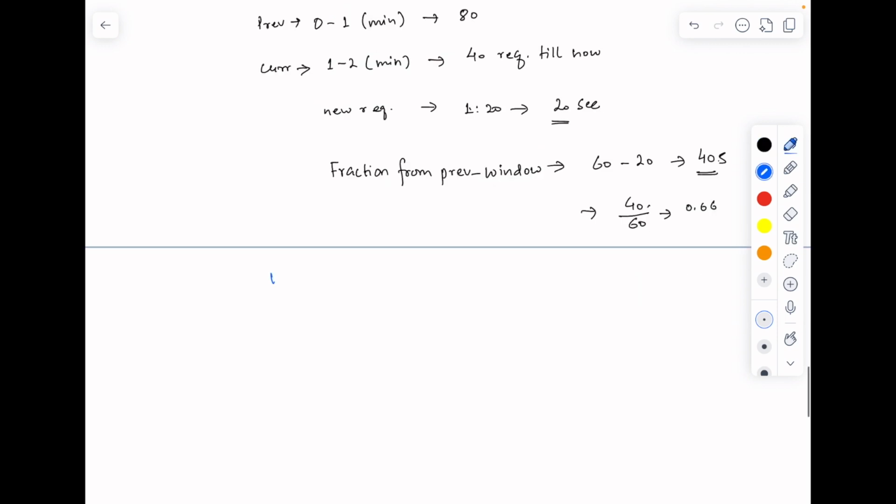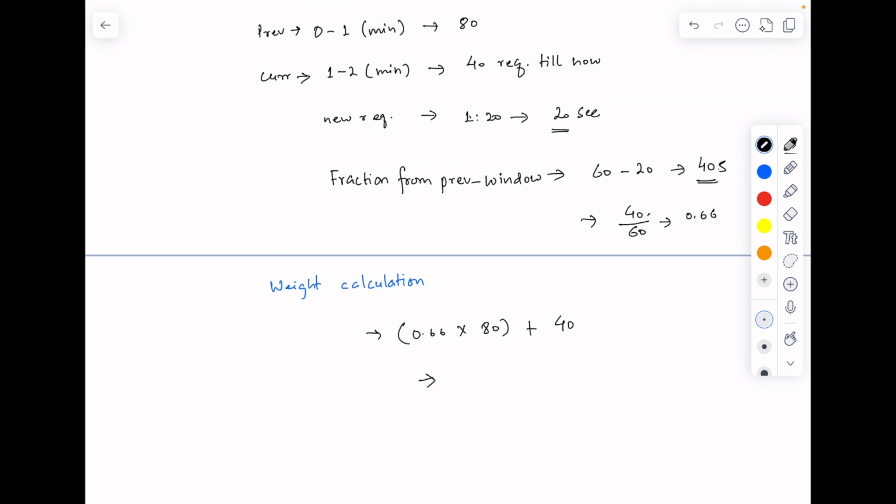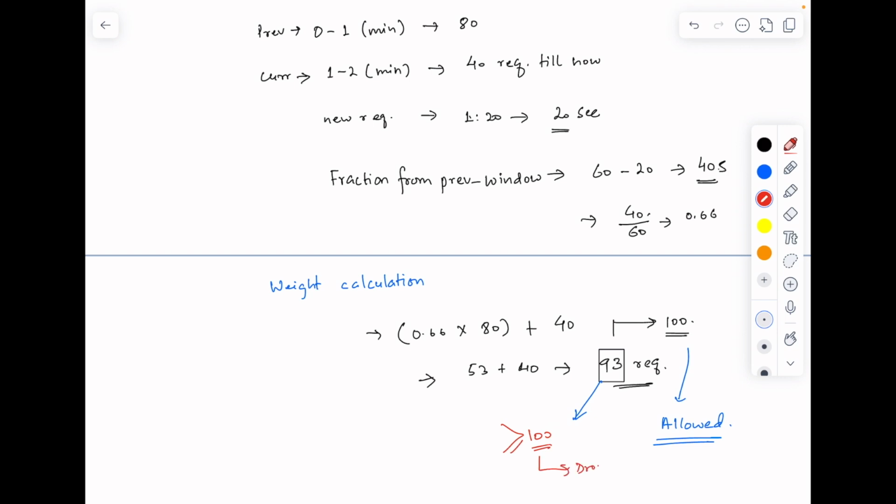So now what will be the weight calculation in our case? We take 0.66 weight of the previous window plus all the requests that we have received till now. So this turns out to be 53 plus 40, which is 93 requests. Now as this number 93 is well within our range of 100 requests per window, in this case our request is allowed and processed. In case this number was 100 or more, the request would be dropped.